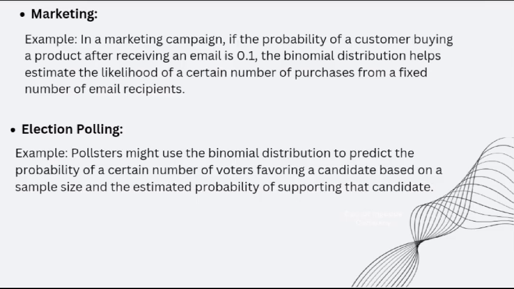Marketing. Example, in a marketing campaign, if the probability of a customer buying a product after receiving an email is 0.1, the binomial distribution helps estimate the likelihood of a certain number of purchases from a fixed number of email recipients. Election polling. Example, pollsters might use the binomial distribution to predict the probability of a certain number of voters favoring a candidate based on a sample size and the estimated probability of supporting that candidate.